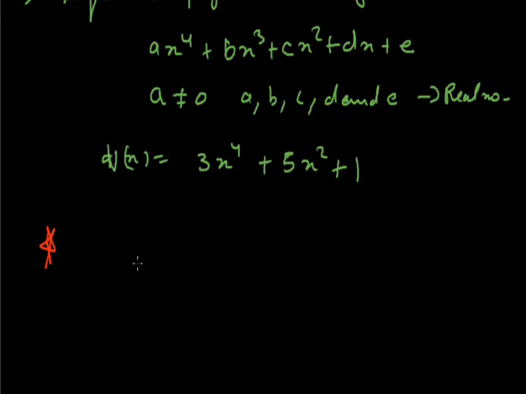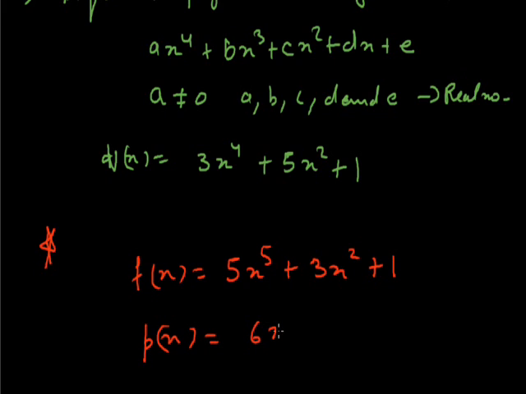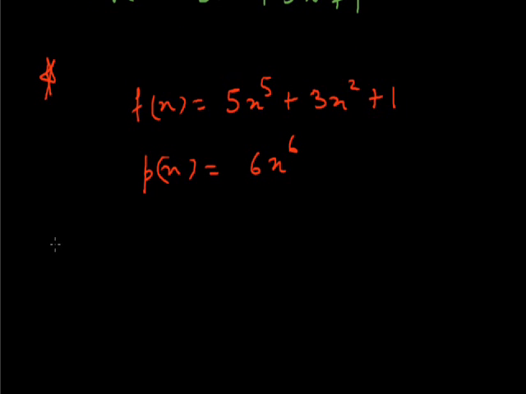The polynomials with degree greater than 4 do not have a particular name, and they are called by their degree. For example, if we are given f(x) = 5x to the power 5 plus 3x square plus 1, then we will say that f(x) is a polynomial of degree 5. And if we are given a polynomial p(x) = 6x to the power 6, then we will call this a polynomial of degree 6.